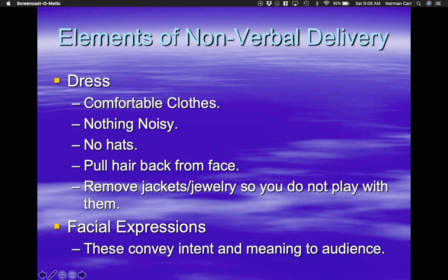When it comes to facial expressions, you want to make sure that whatever facial expressions you are conveying have meaning to the audience. So if you're talking about things that are sad, you don't want to have a smile on your face or be laughing. You want that facial expression to be appropriate to whatever it is that you're talking about.